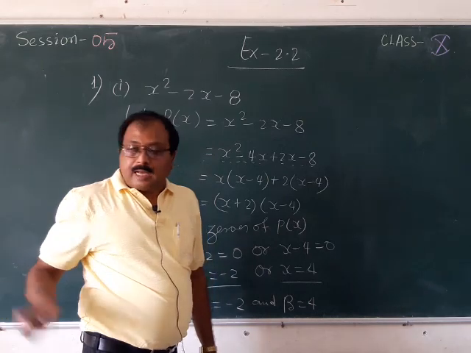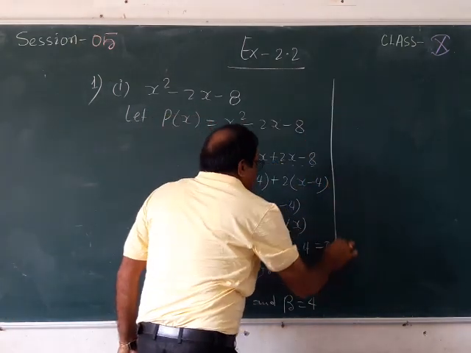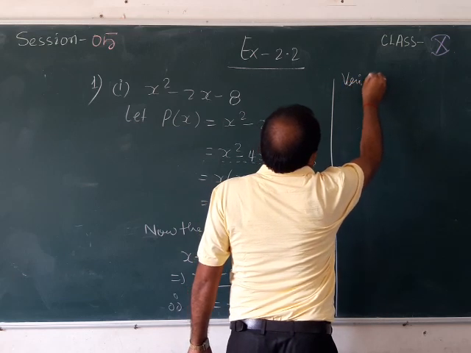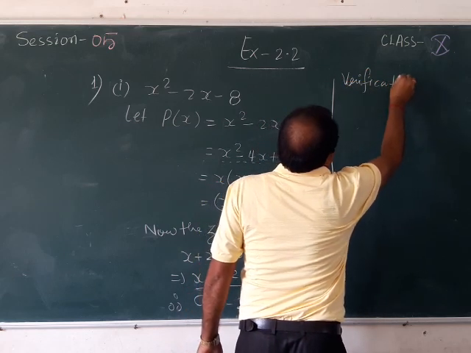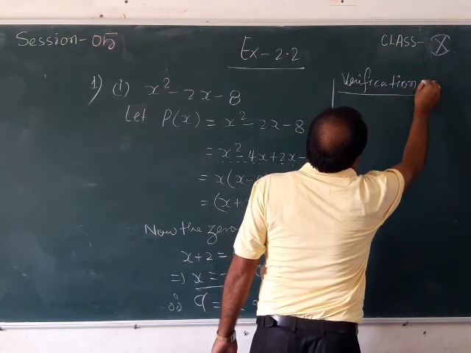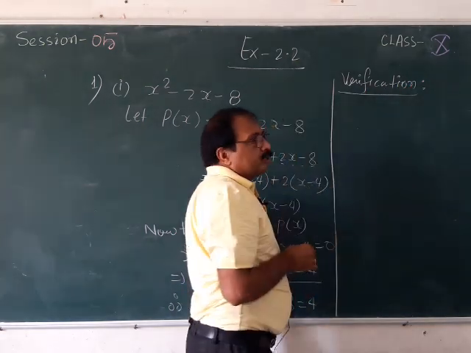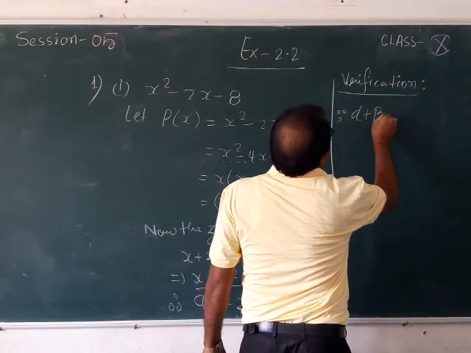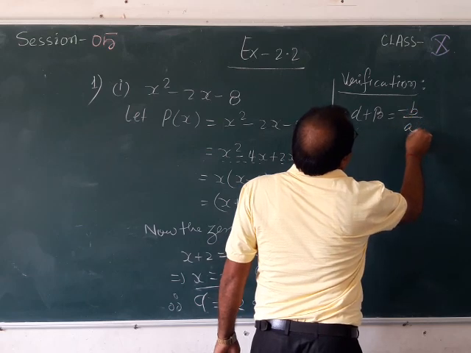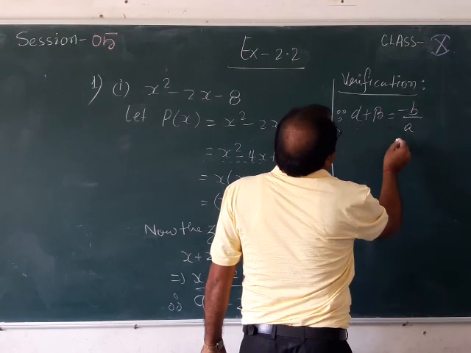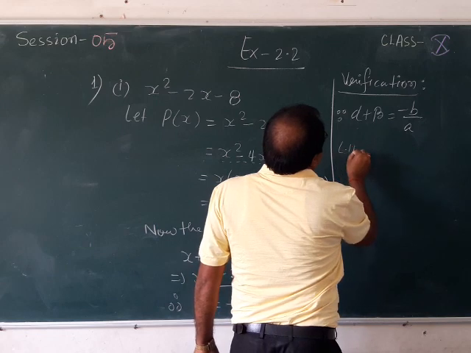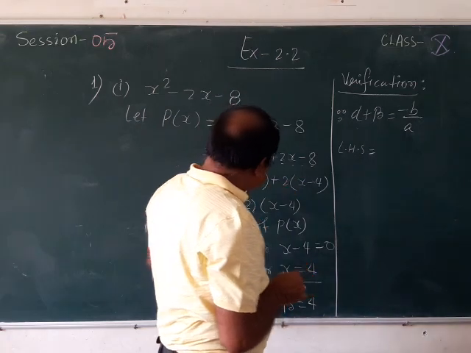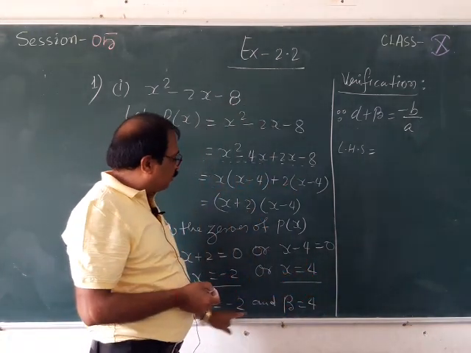alpha plus beta equal to minus b by a. Now verification, I am going to do the verification of the relation between the zeros and the coefficients. Since we know that alpha plus beta equal to minus b by a, checking at LHS first. So LHS means alpha and beta. Here the value of alpha is minus 2 and beta is 4.